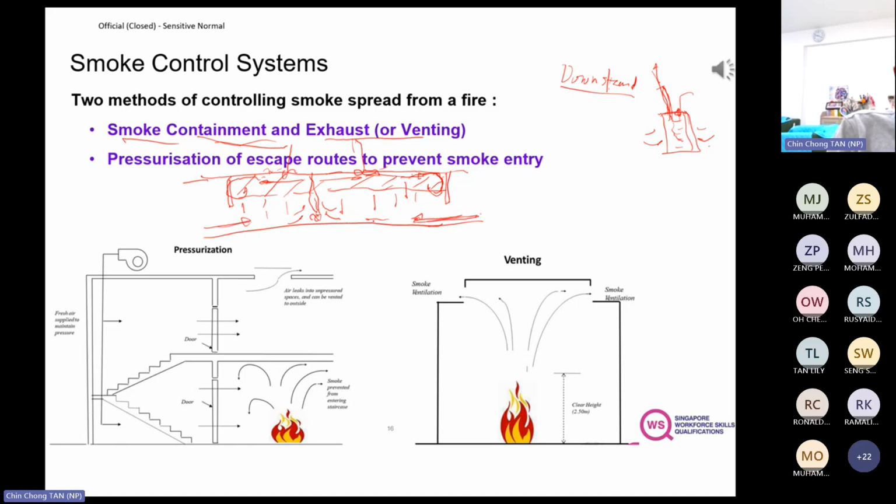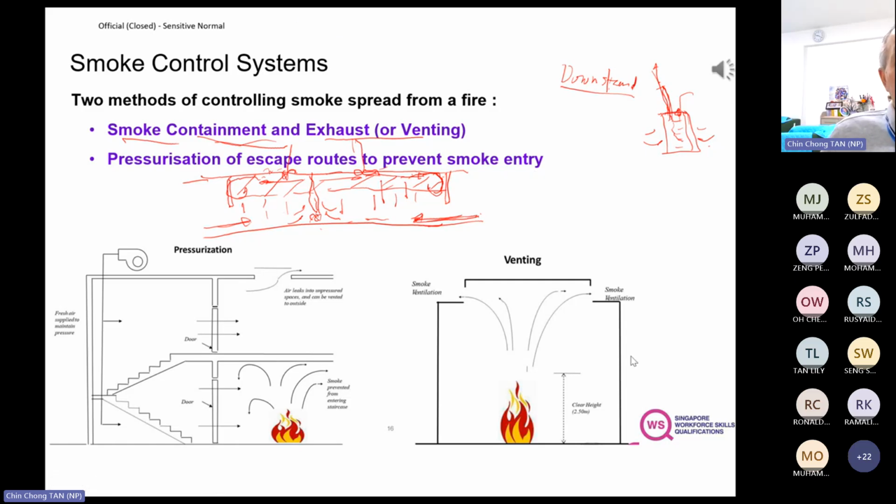Okay. So that, of course, you may argue the air coming in will add oxygen to the fire. Yeah, you are correct. But adding oxygen to the fire is not as serious as being threatened by the smoke. Okay? Being threatened by the smoke. If the fans are not working properly, the hot layer will drop down and everyone will be threatened. Okay? So that is not so good.